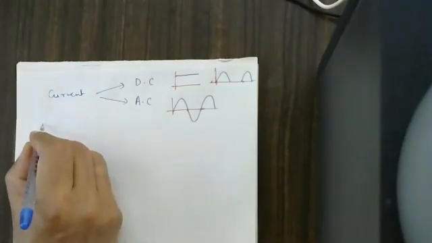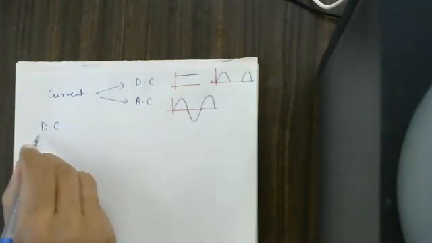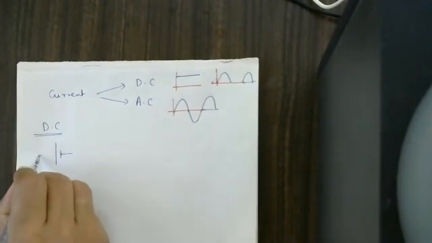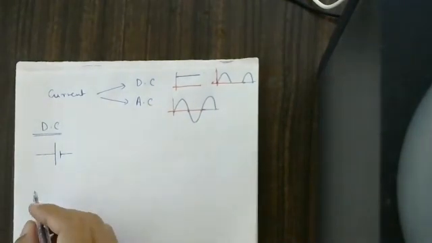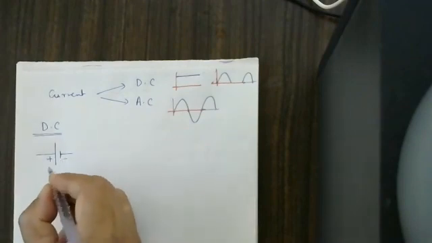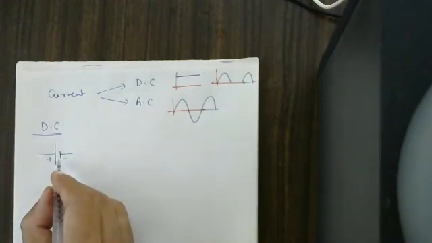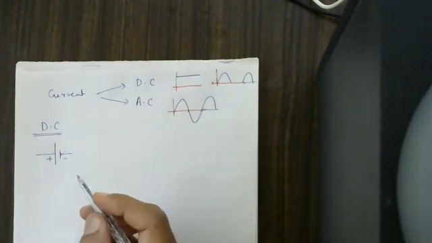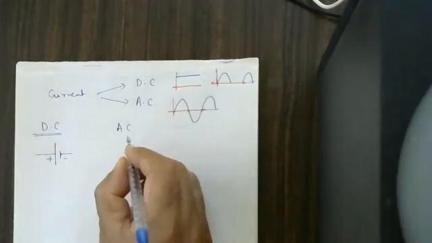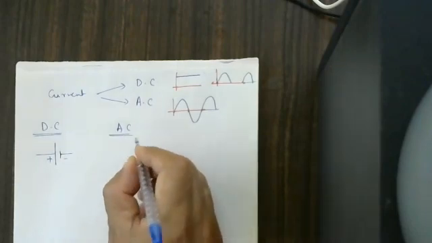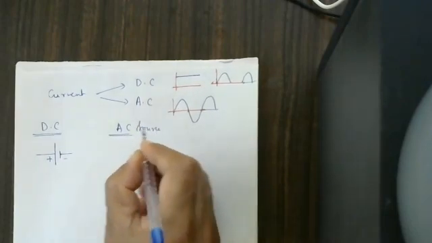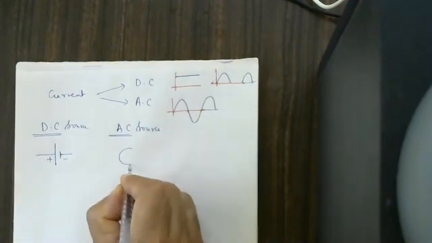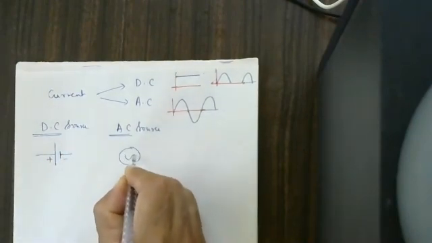DC we show like this. This is a DC source, with positive and negative. A battery or a cell is a DC source. For the AC source, this is the circuit symbol. This is the DC source, and the AC source we write like this.